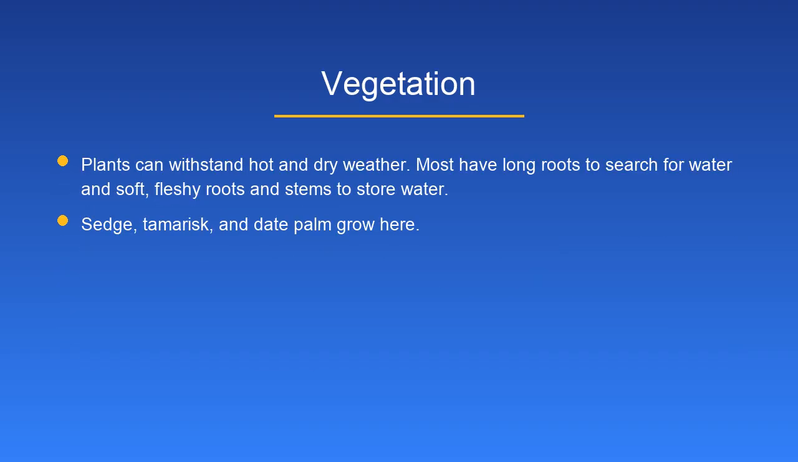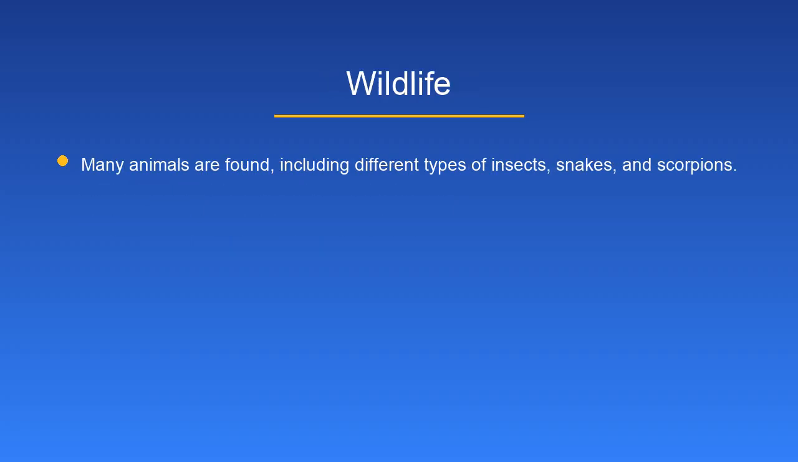Vegetation. Plants can withstand hot and dry weather. Most have long roots to search for water and soft, fleshy roots and stems to store water. Sedge, tamarisk, and date palm grow here. Wildlife. Many animals are found, including different types of insects, snakes, and scorpions.